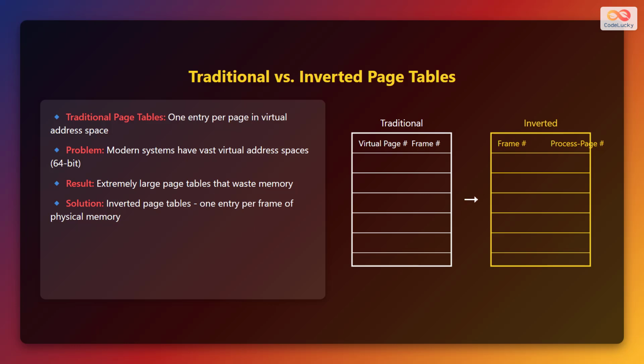Let's compare traditional page tables with inverted page tables. Traditional page tables have one entry for each page in the virtual address space. A problem arises as modern systems have vast virtual address spaces, often 64-bit. As a result, extremely large page tables waste memory. The solution is to use inverted page tables. They use one entry per frame of physical memory, leading to more efficient memory use.